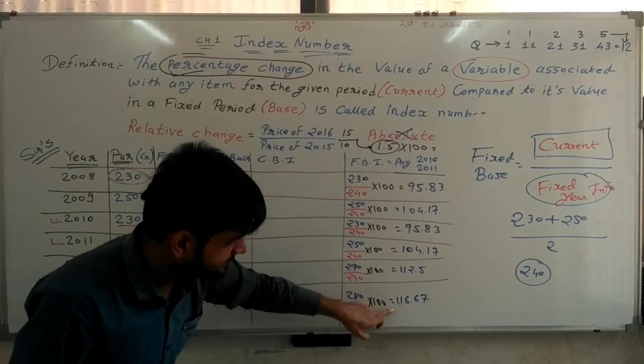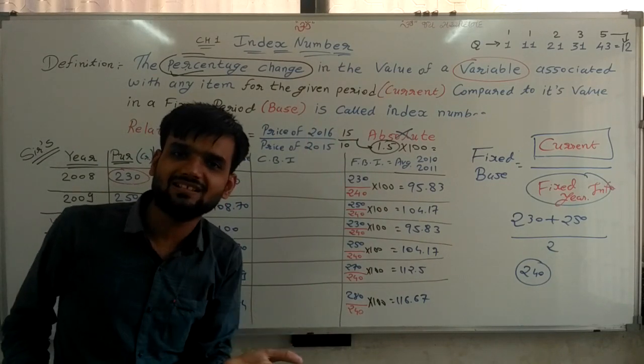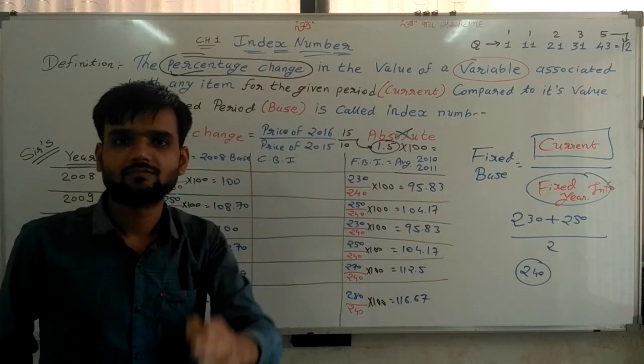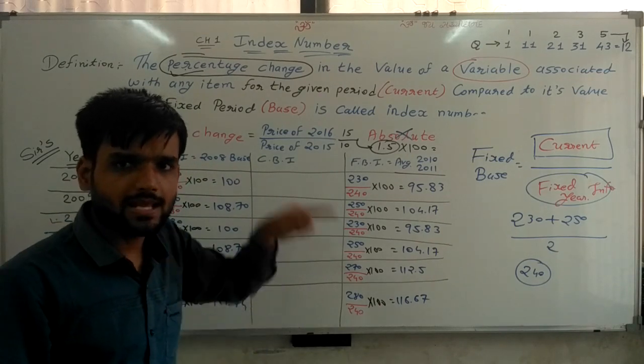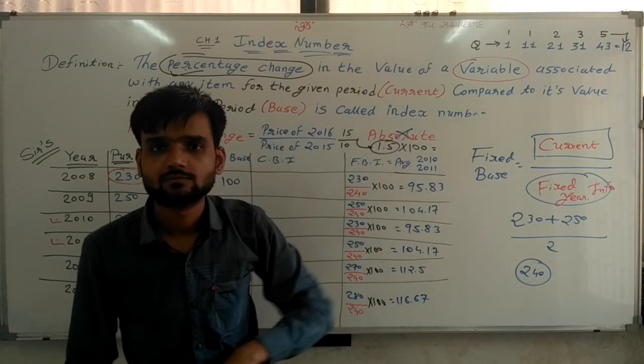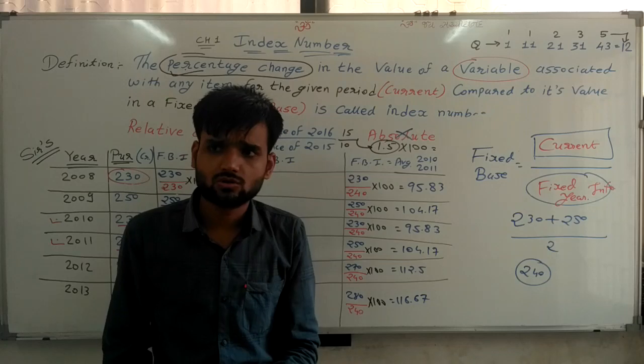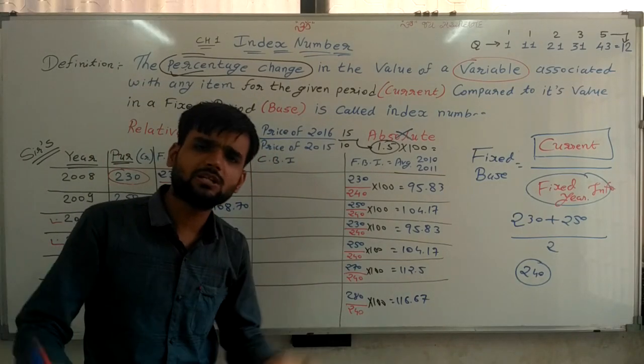So this is also fixed base index number because base year remains same, constant. Base year fixed, average given, then average, normal given, then normal, whatever may be the situation.